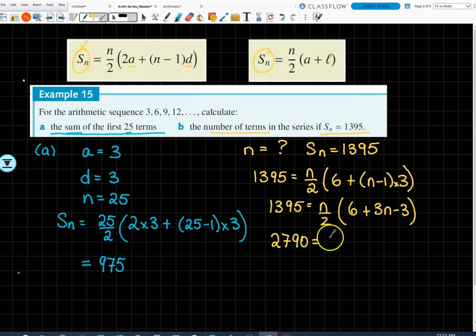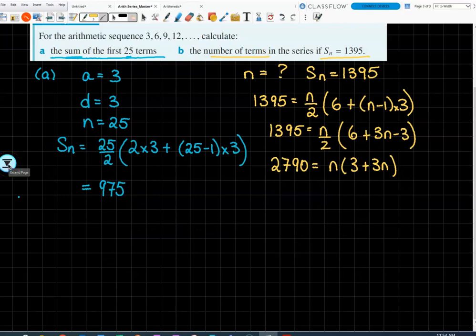Six take 3. Last time I checked is 3. Oops. n times 3 plus 3n, a friend of yours is coming to town. Who's our bestie? Who's our friend when we expand that bracket? A quadratic. So we're going to have a quadratic when we expand this to 790 equals 3n plus 3n squared.